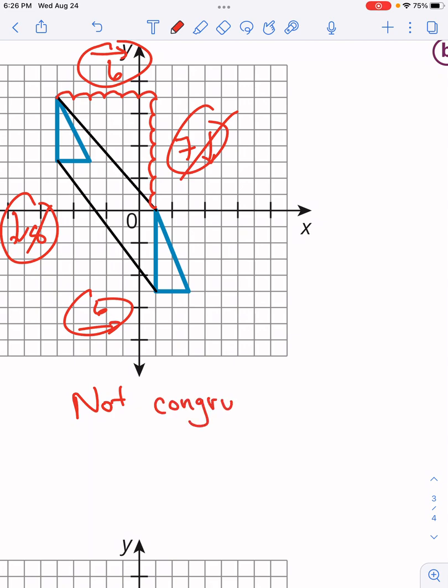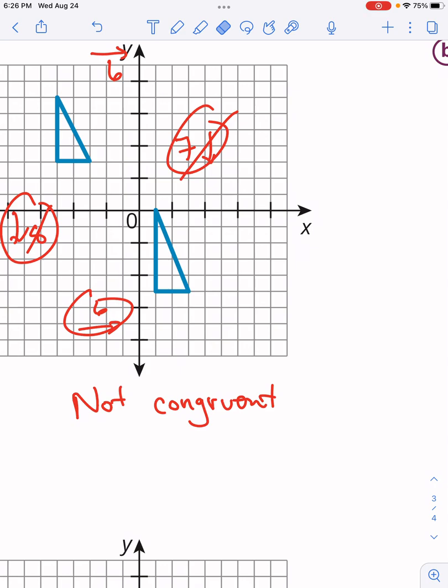Congruent means same shape and same size. They may seem like the same shape, and sure, they are right triangles here, but same shape would be right with the same dimensions. Same size would be the same side length for all 3 sides of this right triangle.